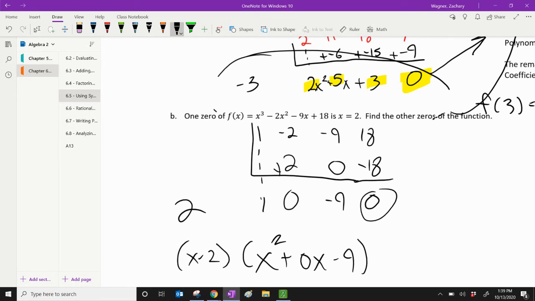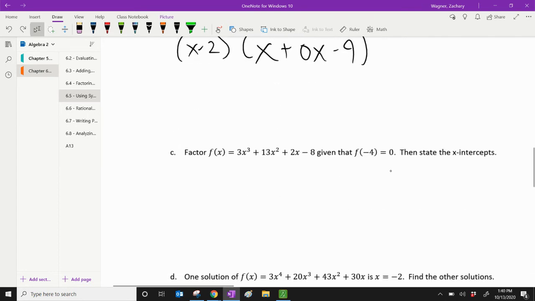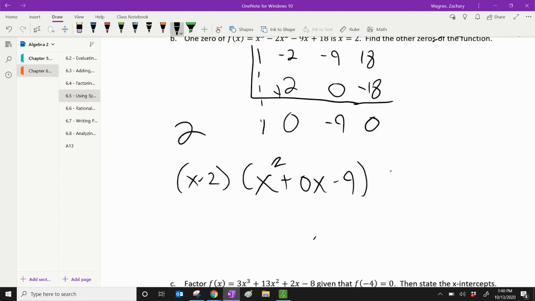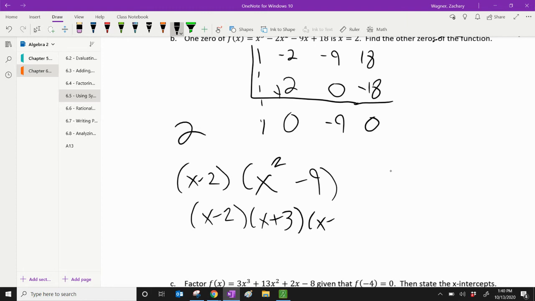The 0 was only there to tell me it was a 0. Notice we don't have to write the 0x because 0x just equals 0. x squared plus 0x minus 9 just turns into x squared minus 9, which is the difference of two squares. x minus 2 times x plus 3 times x minus 3. This is difference of two squares.